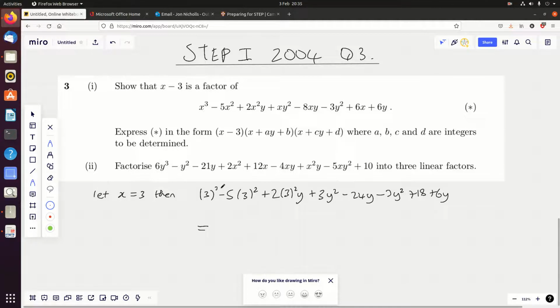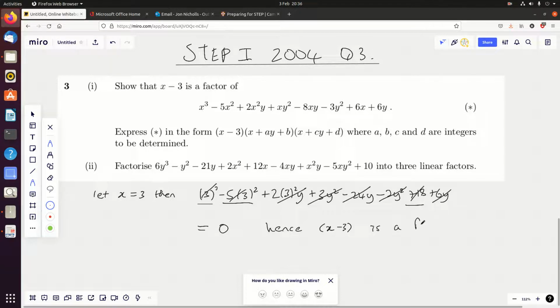But if you look, we've got 27, yeah, minus 45. Okay, so that's minus 18, plus 18. So they cancel. Then we've got 2 times 9, that's 18y. And then we've got 6y on the end, but we've got minus 24y there, so they cancel. And then 3y squared minus 3y squared, it equals 0. Hence, x minus 3 is a factor.